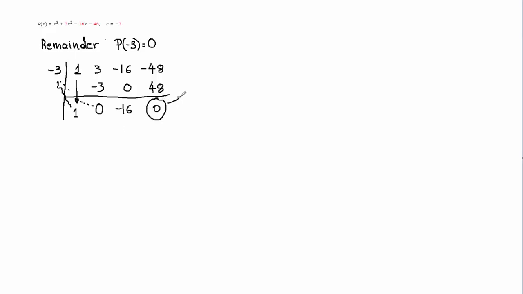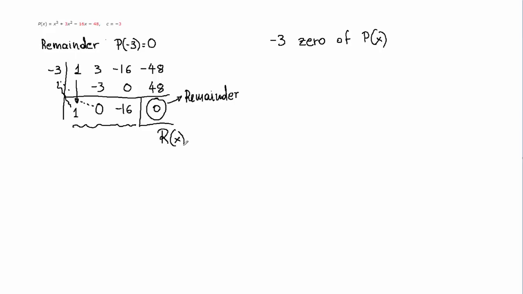And this is going to be the remainder of the division. We can see that the remainder is 0. This is what the synthetic division gives us. So this means that -3 is a 0 for the polynomial. If you want, you may want to verify that by plugging in the -3 in the p of x and add and subtract the corresponding terms, and the result will be 0. Now, 0 is the r of x.